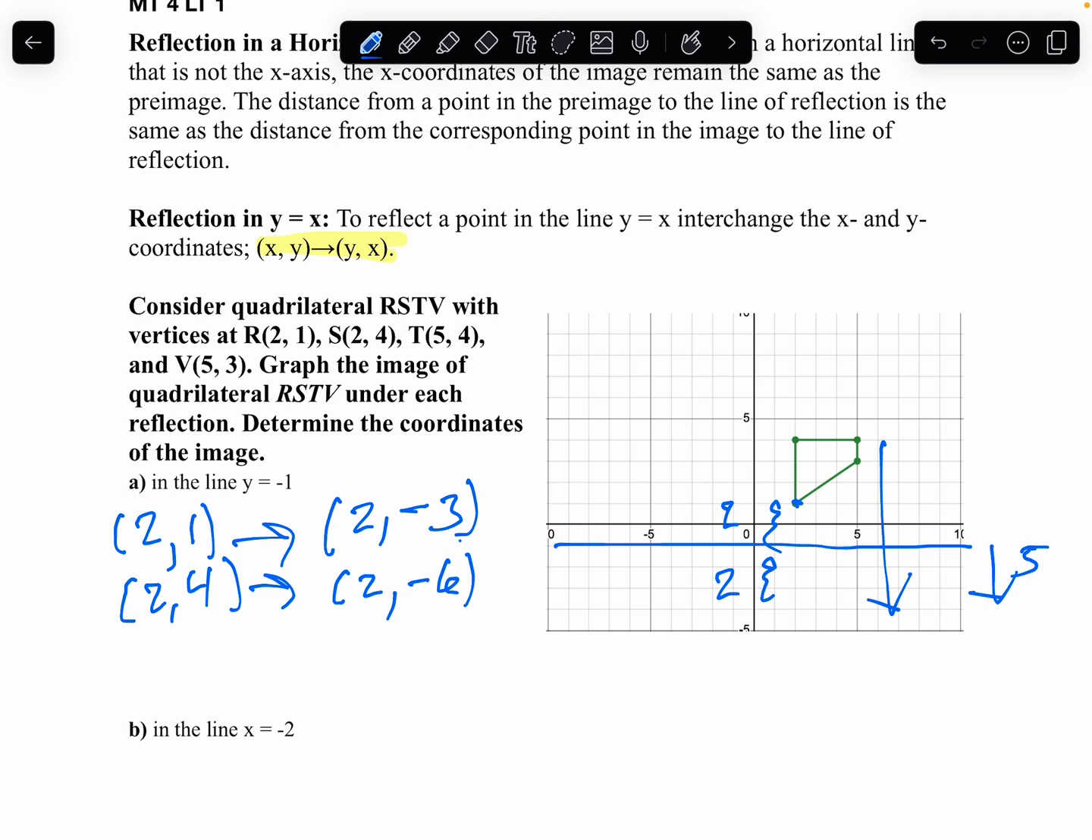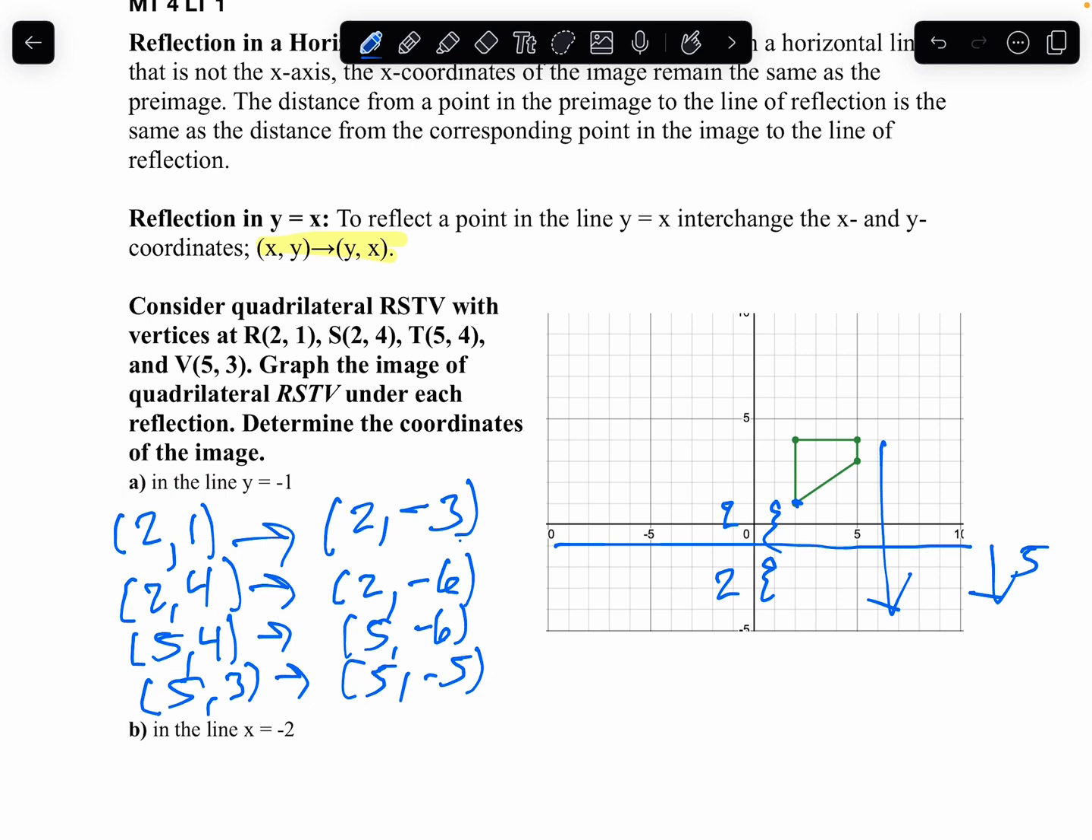Then I'll take my point 5, 4. And notice that's going to be 5, -6 because 4 is the same distance. And then finally, we'll do 5, 3. So that becomes 5. How far is it from 3 to -1? Well, that's down 4. So -1 minus 4 is -5. You just have to move it the same distance on the other side of your line of reflection.